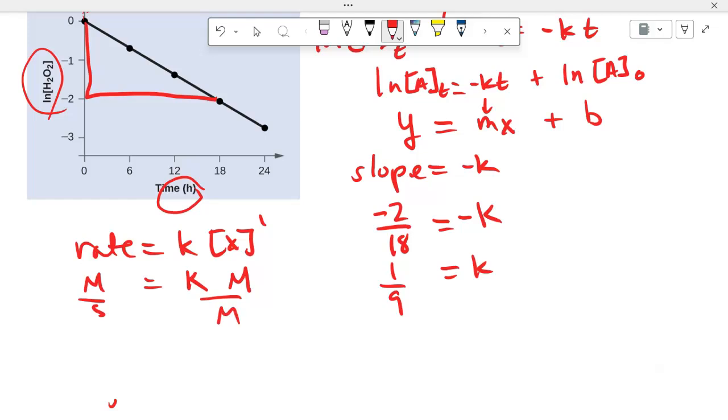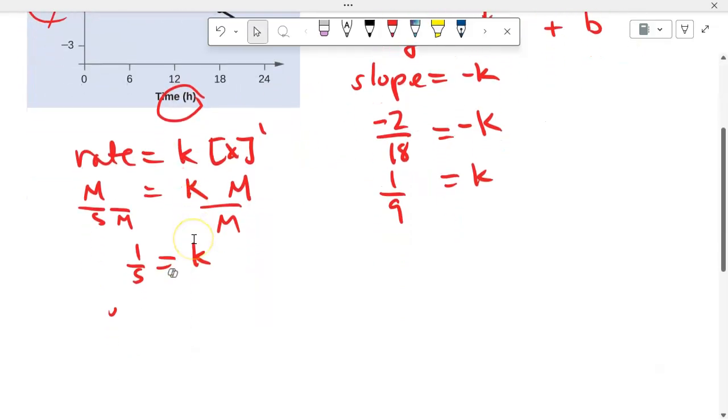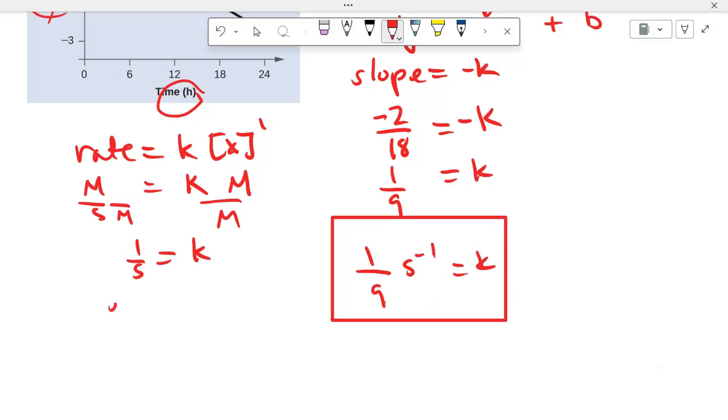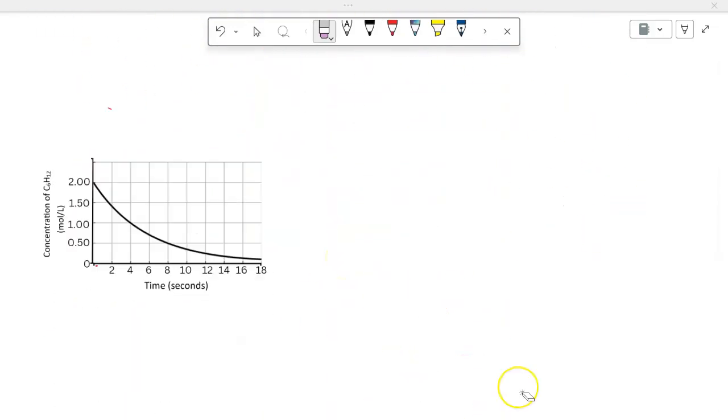And so we just divide both sides by molarity, and we get 1 over seconds is equal to k in the case of a first order rate. So in this case, k would be seconds^-1. So k is equal to 1/9 seconds^-1. And this would then be our k for that graph.